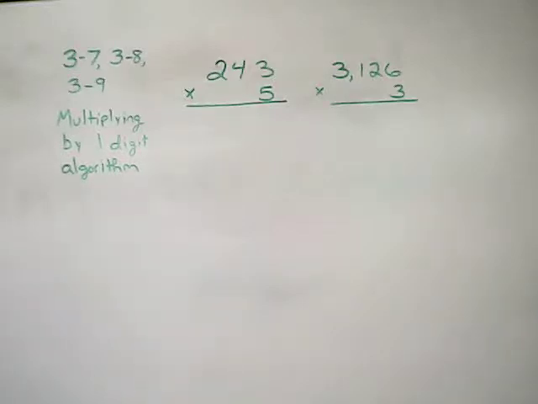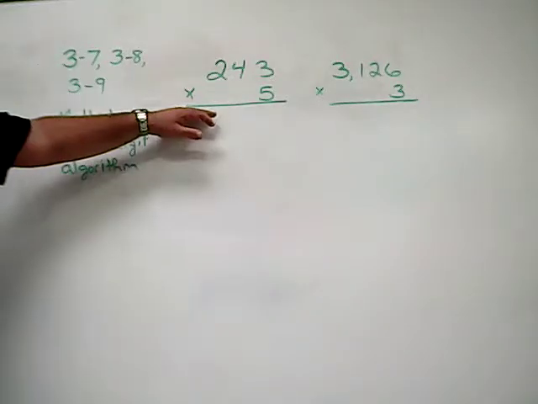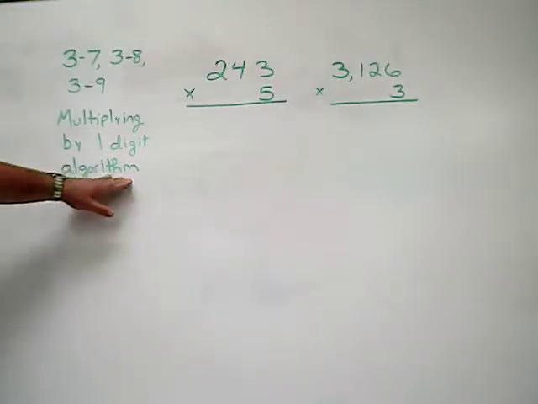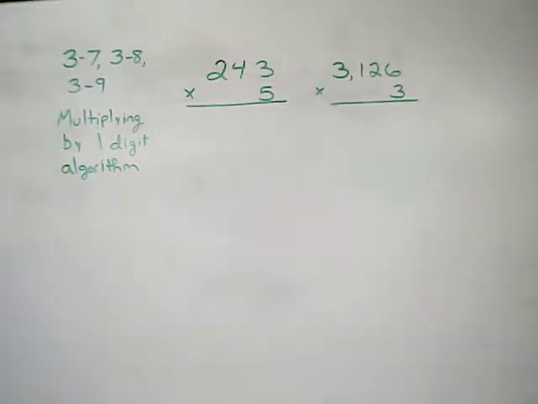Hey everybody, today's video is going to encompass three different sections in our math book, 3-7, 3-8, and 3-9. All three sections deal with one digit times a larger factor using the regular algorithm. So parents, you can rejoice. This is the way that we learned how to do multiplication when we were in school. This is probably the way your parents are most comfortable doing math when it comes to multiplication.